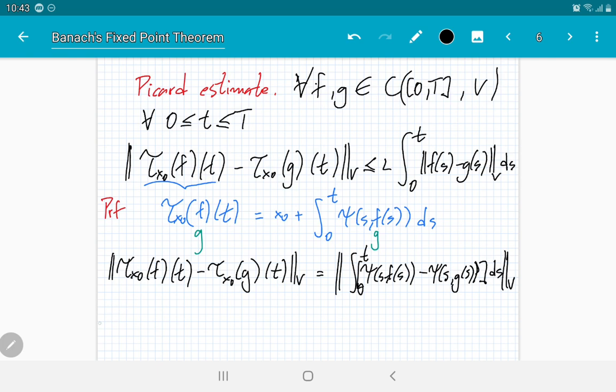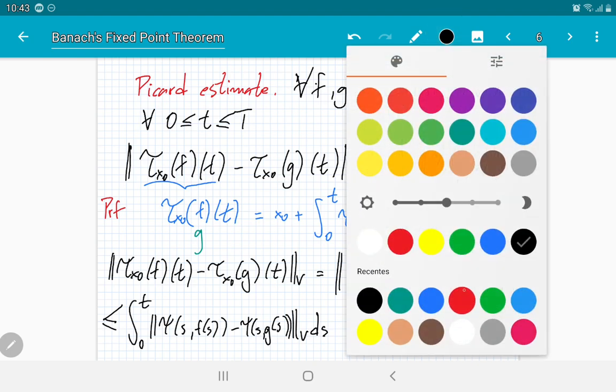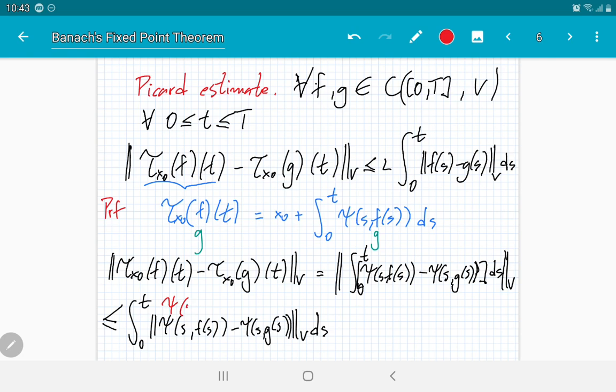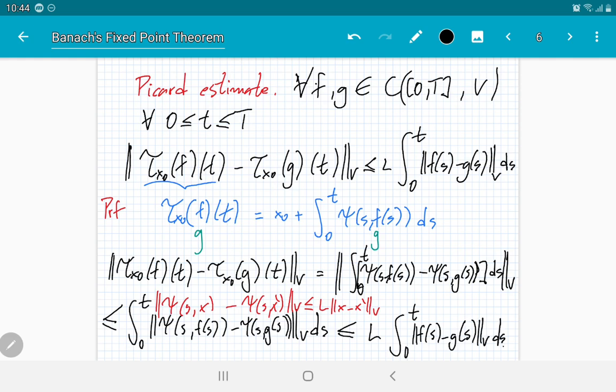Now I'm going to move the norm inside because I know I can, and this is just going to make everything larger. And we've argued that this integral here is a limit of Riemann sums. If I move the norm inside a Riemann sum, it can only get larger. So the integral can only get larger too. And I get this. And now the last step is to notice that by assumption, when I have psi computed at a certain time and a certain x, minus psi computed at a certain time and an x prime, this is less than L times the norm of x minus x prime. So this whole thing here is less than L times the integral from 0 to t of the norm of f of s minus g of s. And I'm done with this estimate.